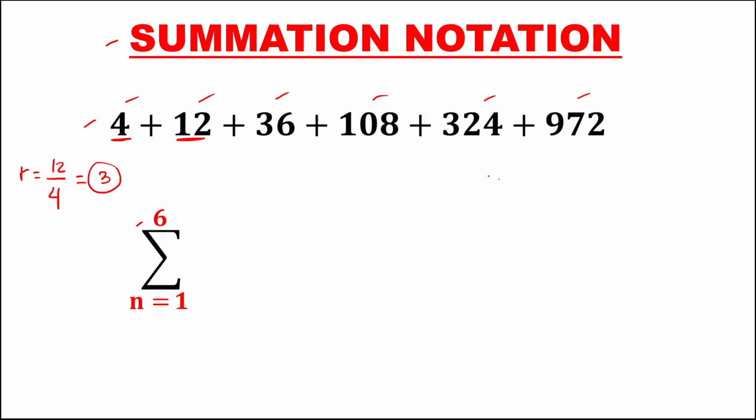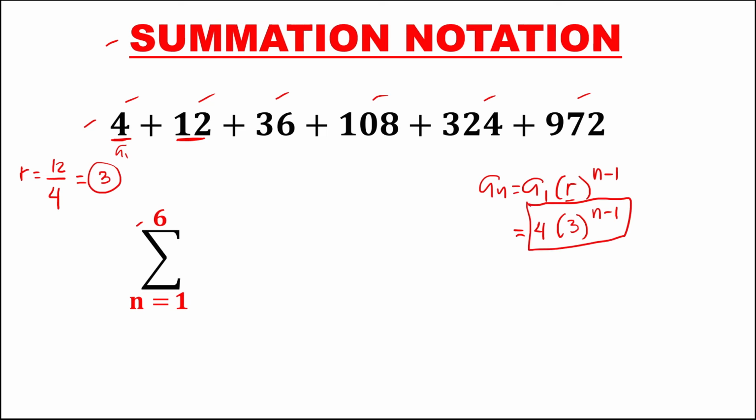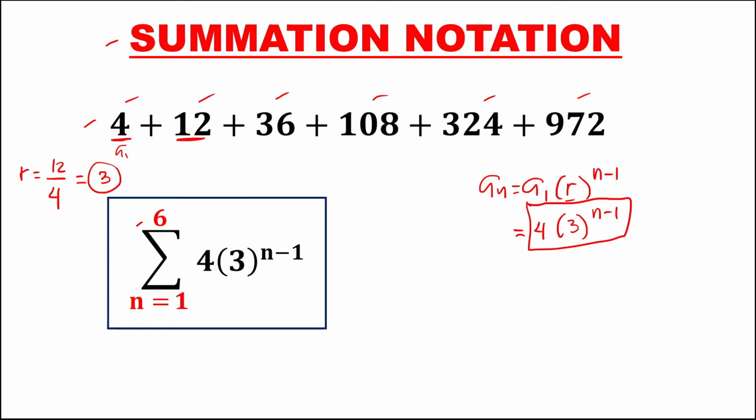Then using now the formula for the geometric sequence, a sub 1 times r to the power n minus 1, substitute now the values. For a sub 1, this is equal to 4. Then for the common ratio, that's 3, then to the power n minus 1. So this is now the formula for the summation notation for this given series.